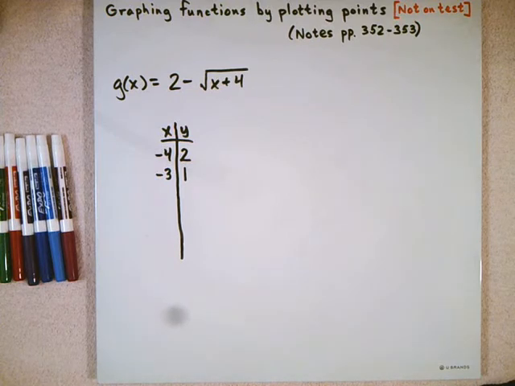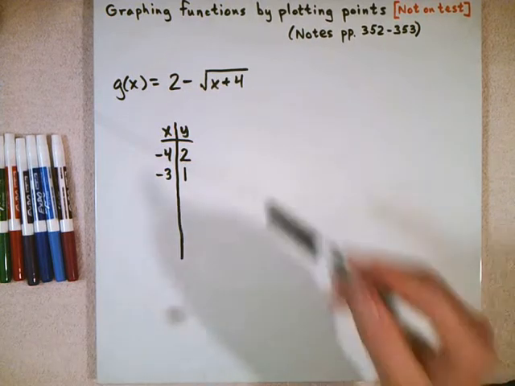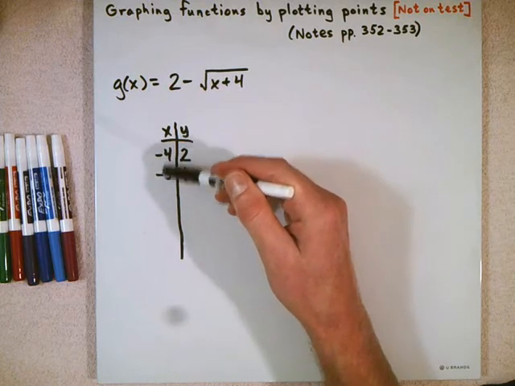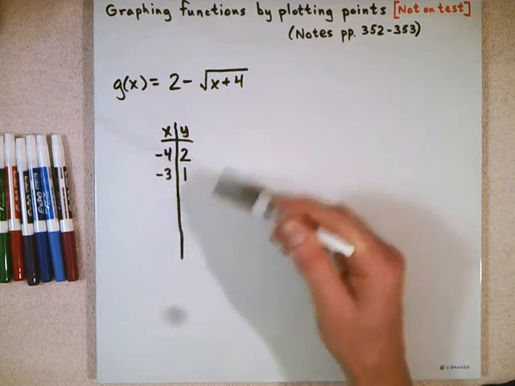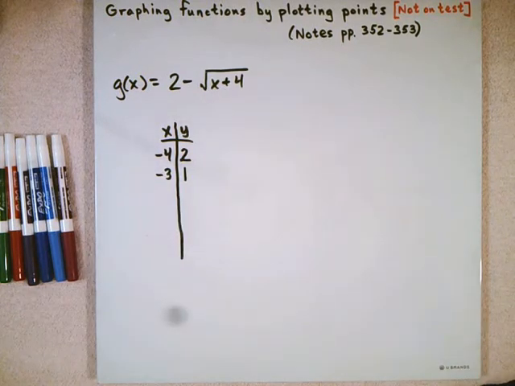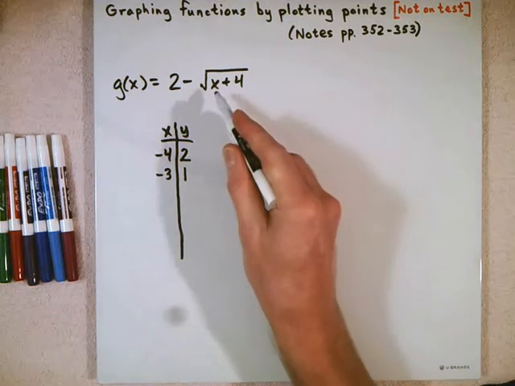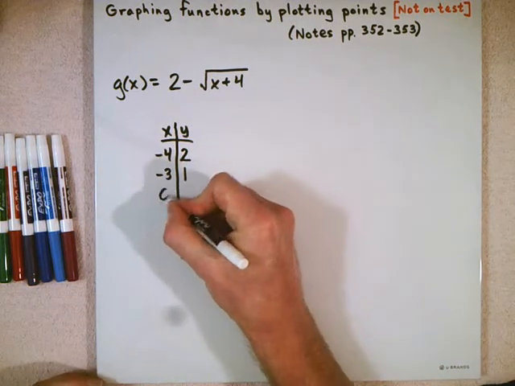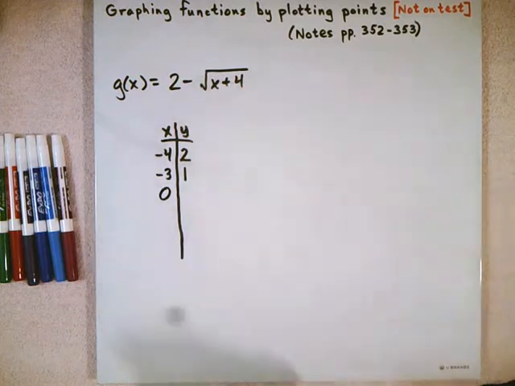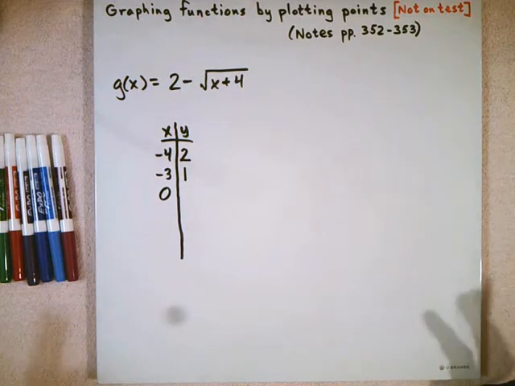So as I think about this, I'm going up. So negative 4, negative 3, what's the next value up from negative 3 that's going to keep this square root simple? Well, it's not going to be negative 1, because negative 1 plus 4 is 3. That's no good. What's the next number above negative 1? 0. Will that work? Yeah, because 0 plus 4 is 4, and that's not bad. So put a 0 in there. 0 plus 4 is 4. Square root of 4 is 2. And then 2 minus 2 is 0 for the y value.